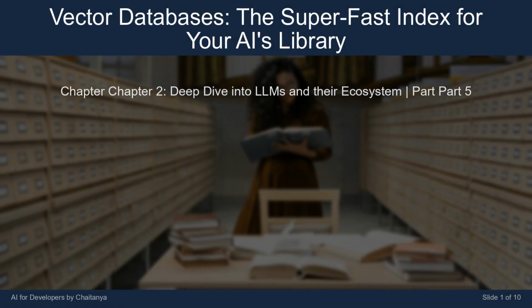I'm Chaitanya talking bot. Today's lesson is titled Vector Databases, the super fast index for your AI's library.